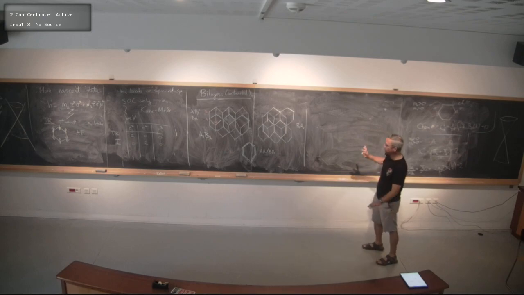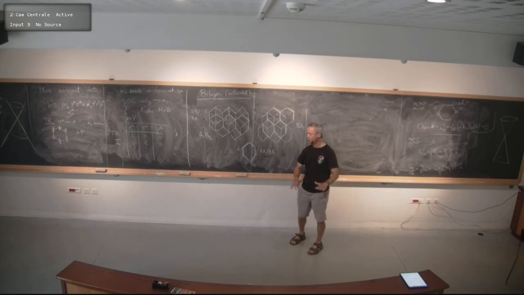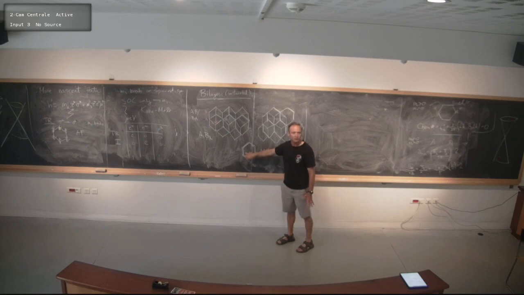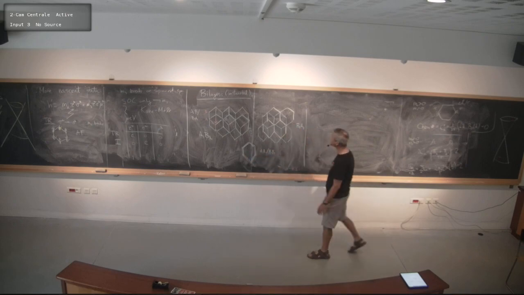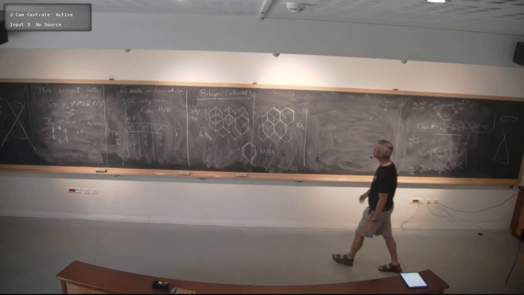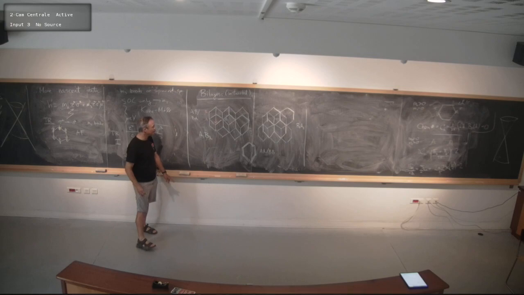What we're going to see in twisted bilayer graphene is that because of the twist, it can't maintain either stacking everywhere. There are going to be some regions where it looks like this, some regions where it looks like this, and some regions where it looks like this. This gives you lots of super fun problems to do, which I'll leave as exercises to you.